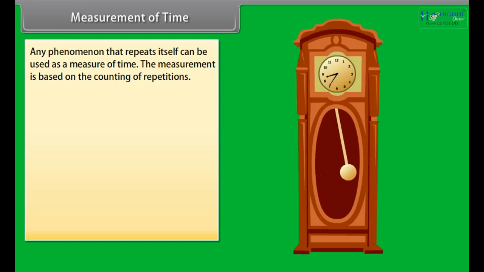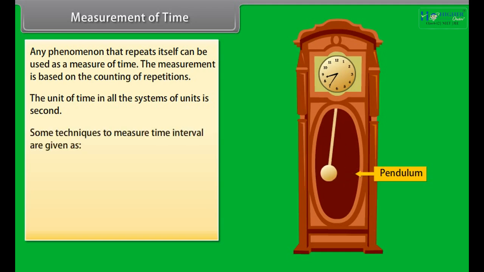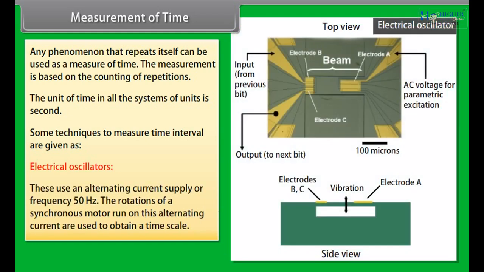Measurement of time. Any phenomenon that repeats itself can be used as a measure of time. The measurement is based on the counting of repetitions. The unit of time in all the systems of units is second. Some techniques to measure time intervals are electrical oscillators. These use an alternating current supply of frequency 50 Hz. The rotations of a synchronous motor run on this alternating current are used to obtain a time scale.